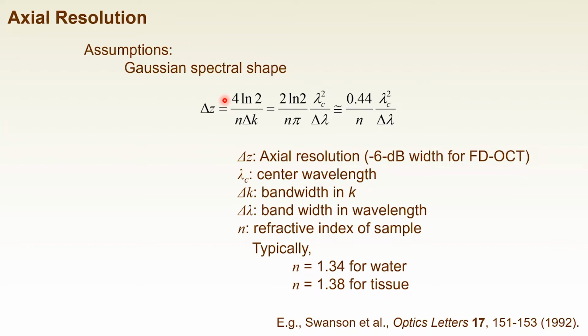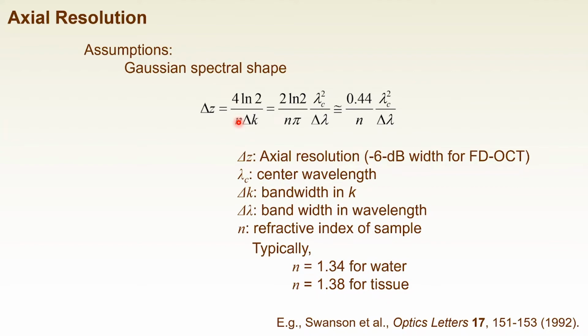Let's see the equation itself. Here delta Z, or technically capital delta Z, is frequently used as the symbol of depth resolution. And here we have 4 times natural log of 2 divided by n. This 4 log 2 is a constant; by assuming the Gaussian spectrum and taking the Fourier transform, you can get this constant. Delta k is the bandwidth of the light source in wave number k. And n is the refractive index of the sample. In textbook theory, this n is frequently missed, or simply assumed as n equals 1.